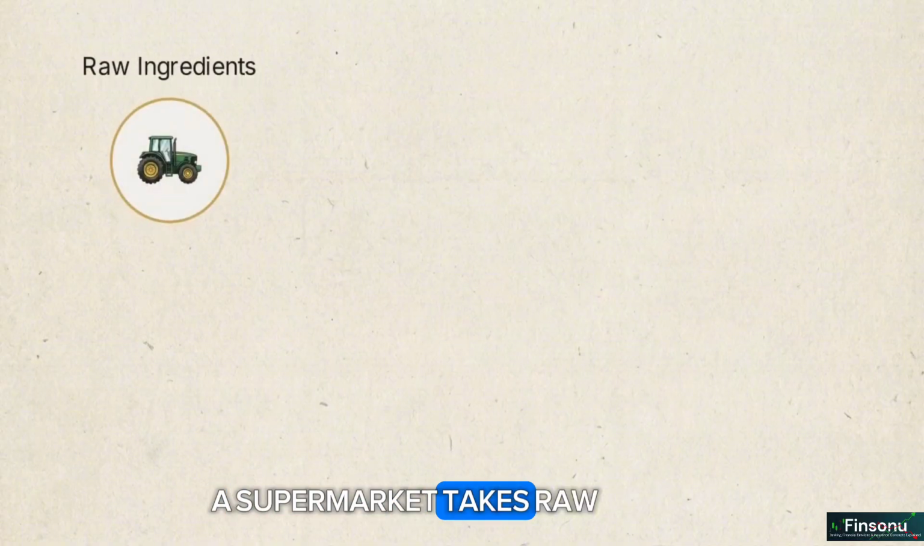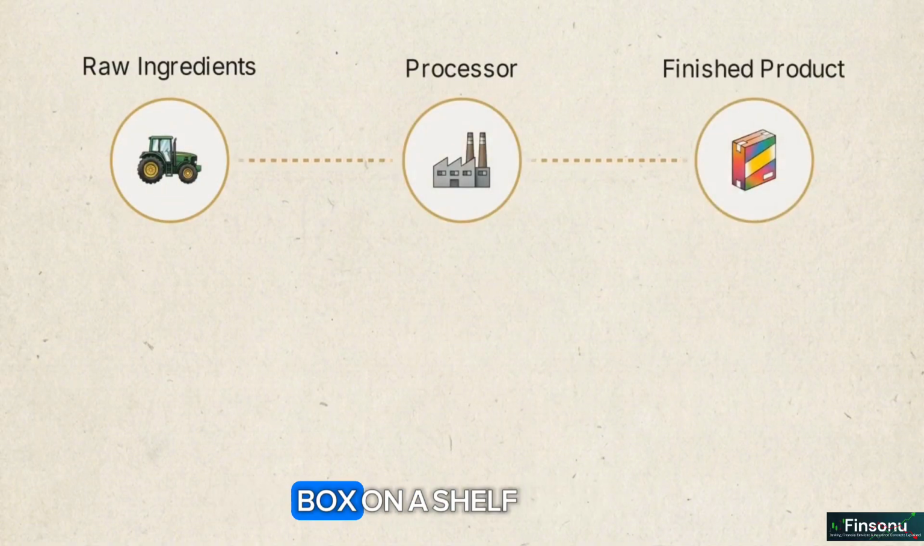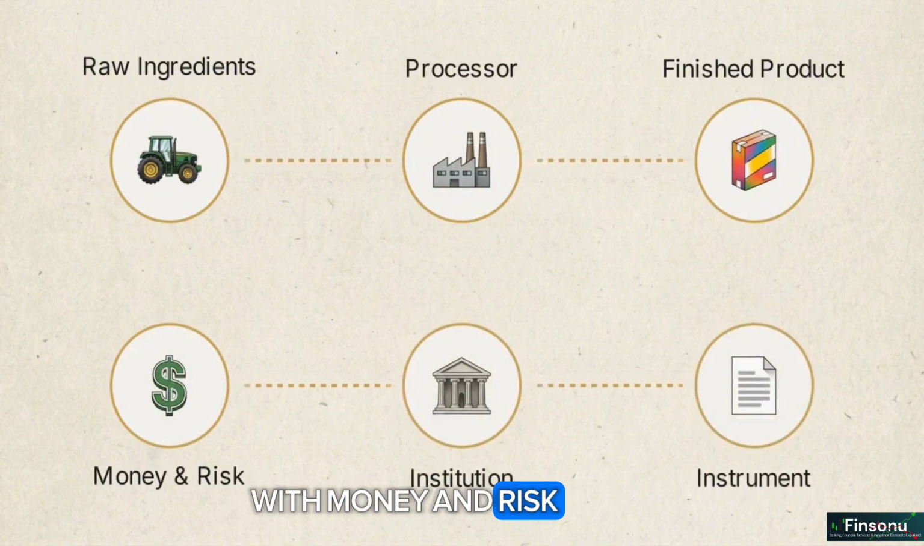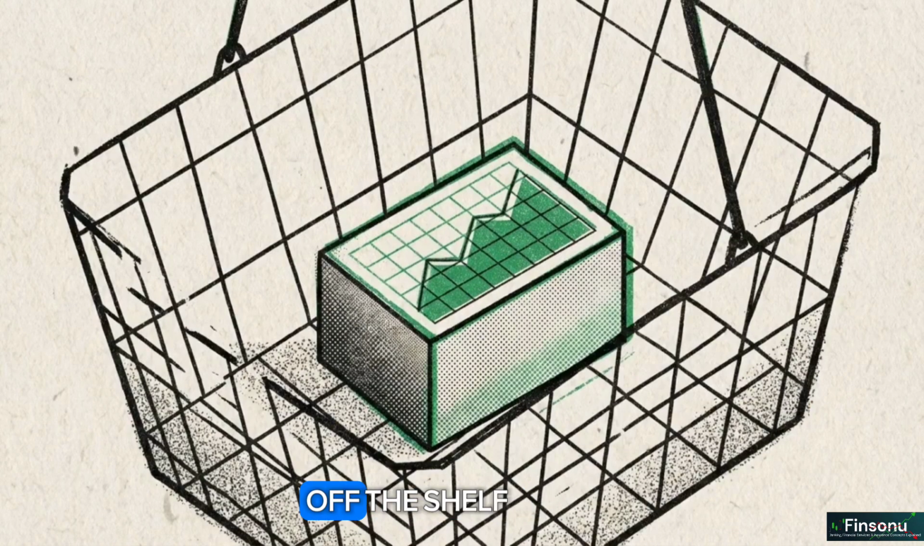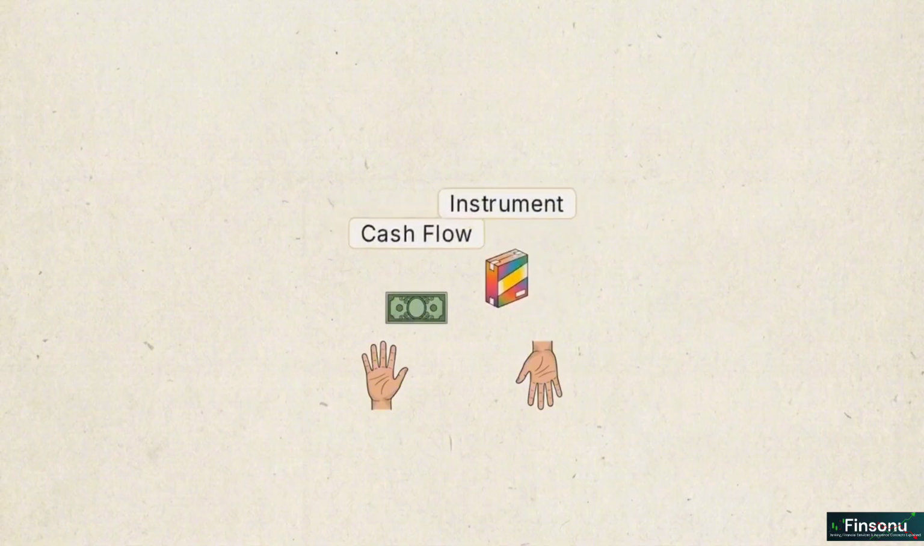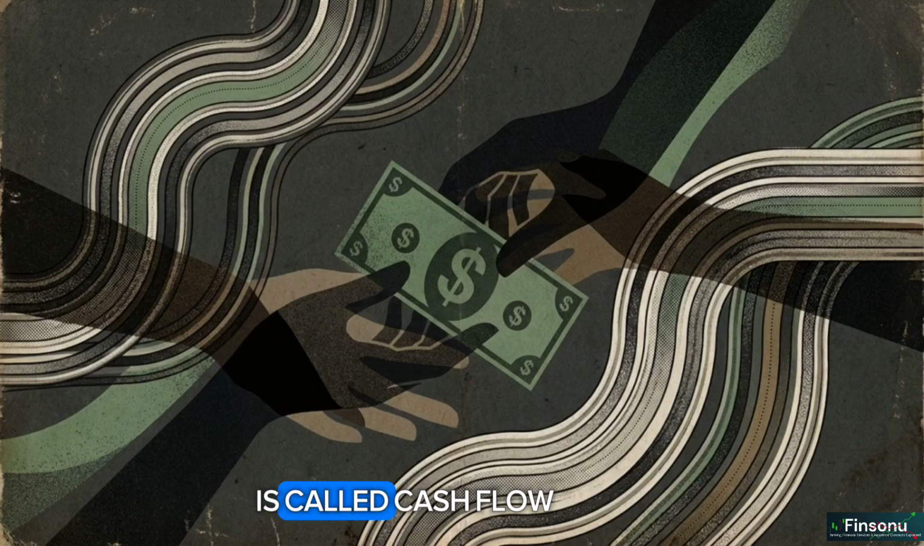A supermarket takes raw ingredients from a farm, processes them, and puts them in a shiny box on a shelf. The financial system does the exact same thing with money and risk. When you finally buy a box of cereal off the shelf, or in this case, when you make a trade, you're simply handing money to someone else in exchange for an item. That simple movement of money from one person to another is called cash flow.